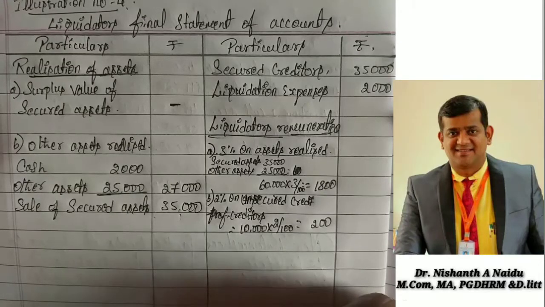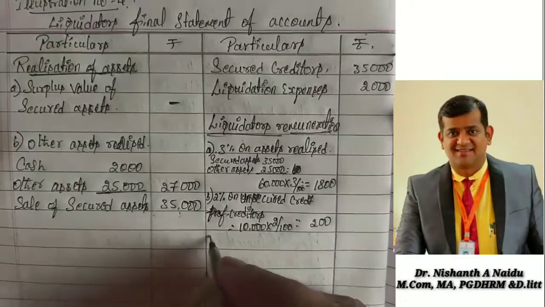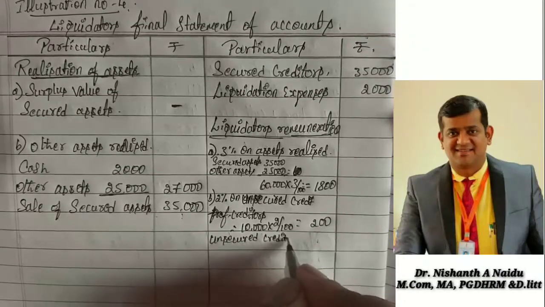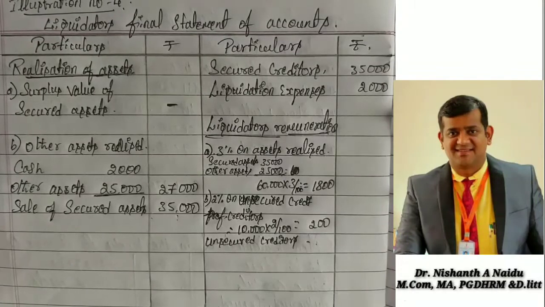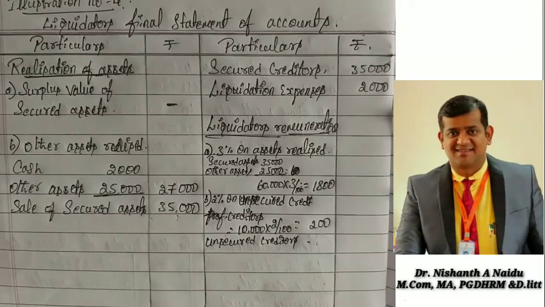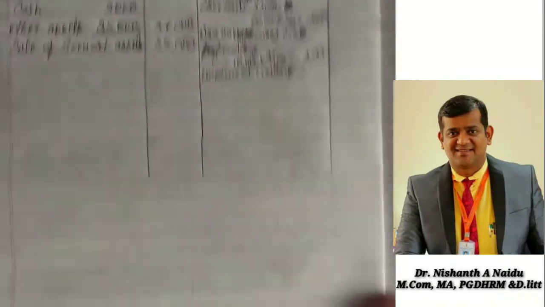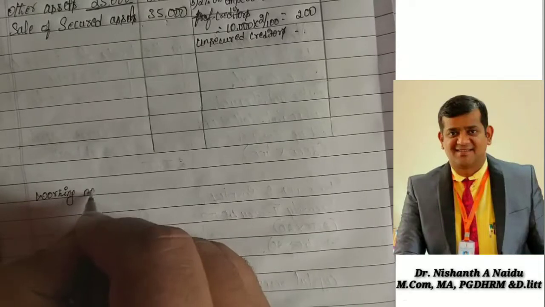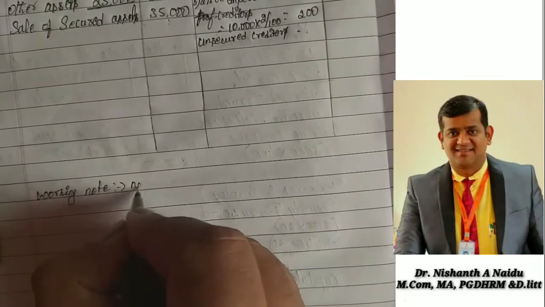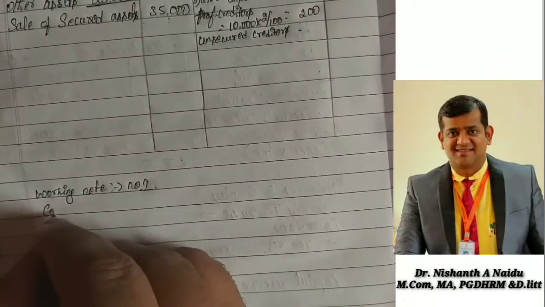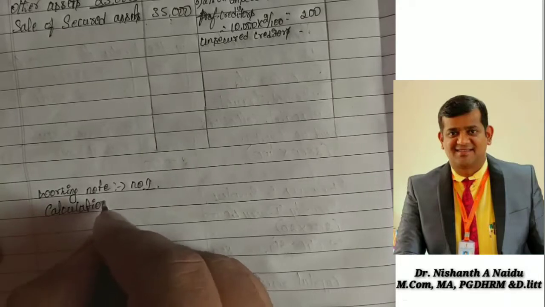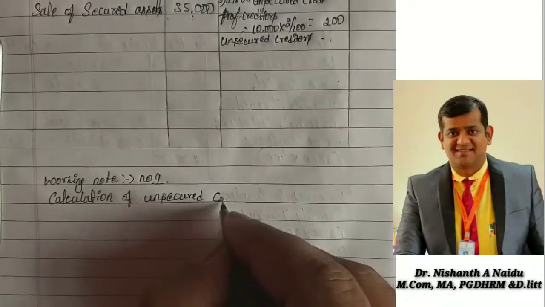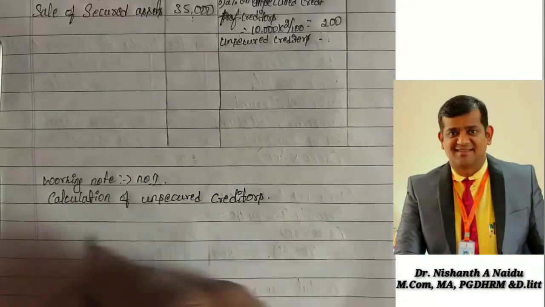Then 2% on unsecured creditors. Preferential creditors is over. Now unsecured creditors. Do we know how much the unsecured creditors are? We don't know. So we have to do the calculation. So we have to go for a working note. I'm writing the working note number 1. Calculation of unsecured creditors.